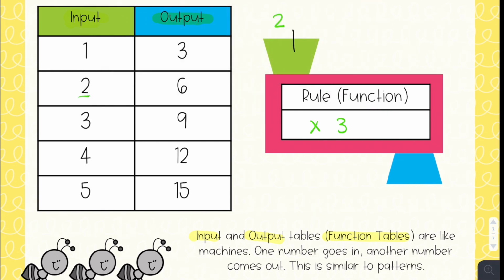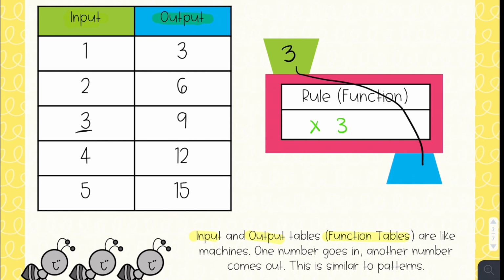Let's say I put a 2 into my input-output table machine. Out will come a 6. To make sure that my rule is true, I need to make sure that 2 times 3 is 6. I input a 2, I use my function or rule times 3, and I get a 6. And I know that's true because 2 times 3 is 6.